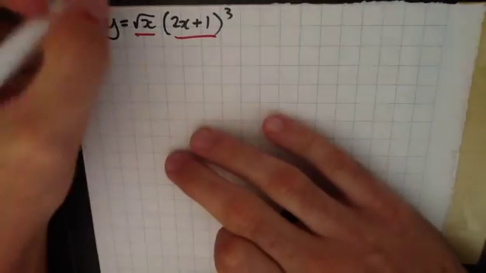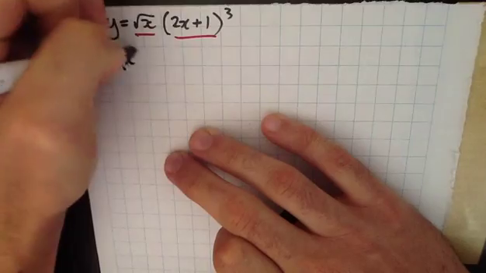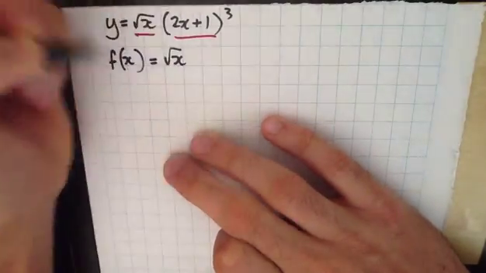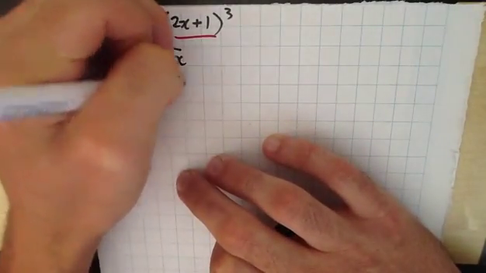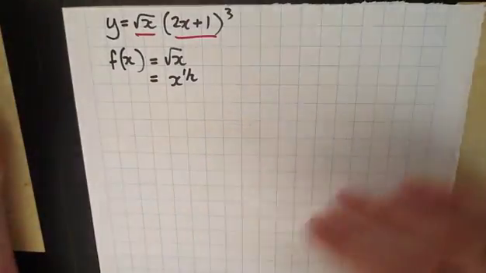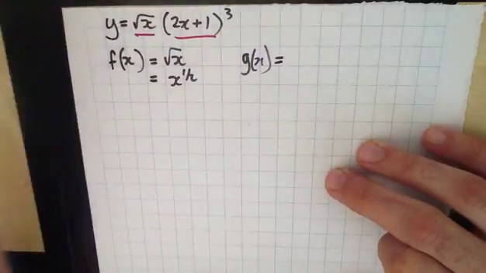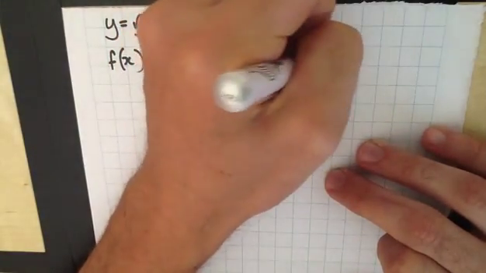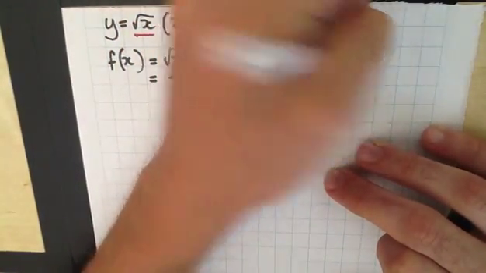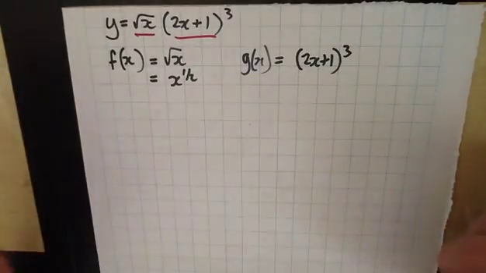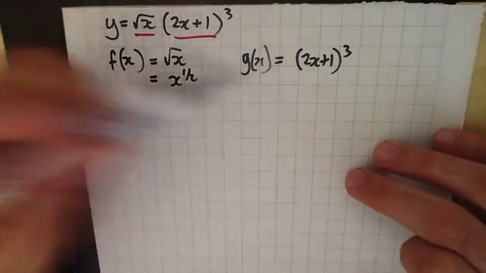Okay, so you can see that f of x is equal to root x, can't you? Which is equal to x to the half. Yes? Alright. You can also see that g of x is equal to (2x plus 1) all cubed. Alright, now what I'm going to do is get the derivative of each of these.